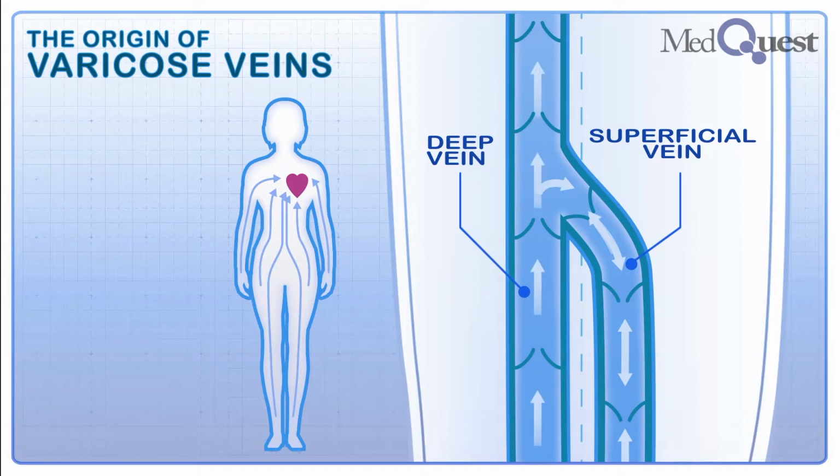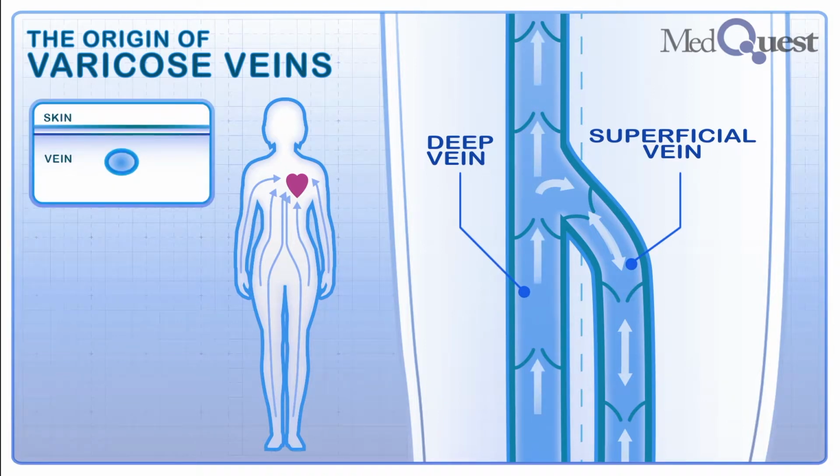As more valves fail, blood can flow backwards. Gravity can start pulling it down too, so you get a combination of pressure coming from the deep veins and pressure coming from the pull of gravity. And what that does to the superficial veins, which are normally very small, flat veins, is that they are now under pressure. They become large veins and poke out from the skin. So you start to notice them poking out from the skin.